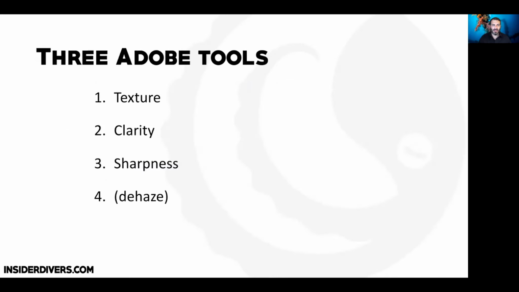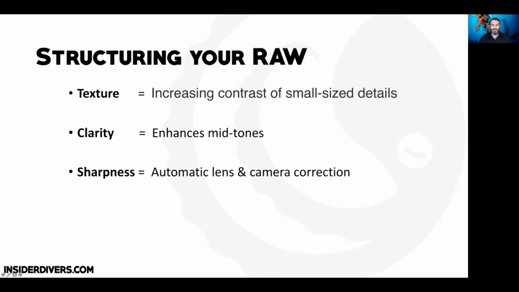Lightroom has a lot of tricks in the box. First one is called texture. Second one is called clarity. There's also sharpness, and then there's dehaze. I'm not going to talk about dehaze. Lots of people like using that, but that's cheating. So don't use dehaze. It doesn't really make a good photo. But texture and clarity is what you want to be using.